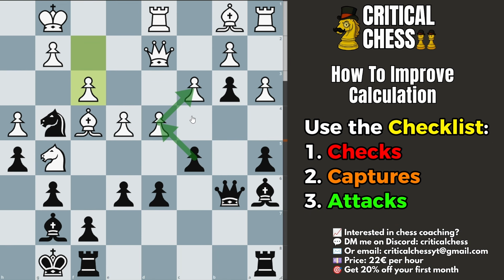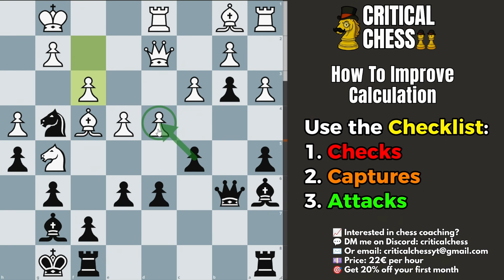But if you are playing longer time controls, let's say you're playing 15 plus 10, in that case, you can use the checklist. You don't have to use it on every move, but you can use it in critical moments, like, okay, I don't know what to do here. There's a lot of pressure. There's a lot of tension in the position. Let me scan the position for the checks. There's no good checks in this case. Okay, now let me scan the position for all the captures.